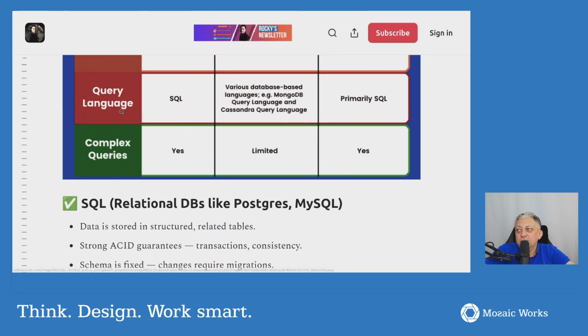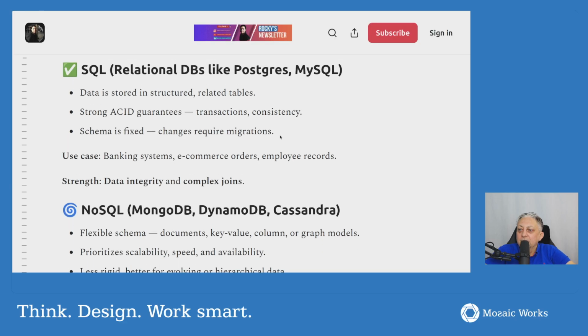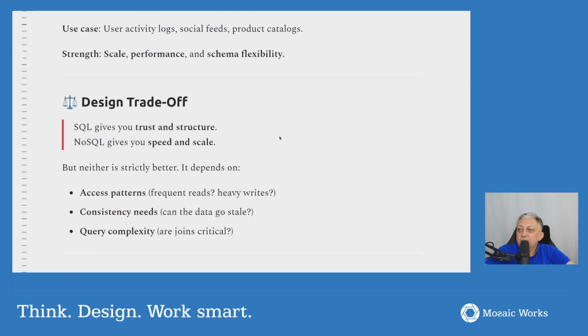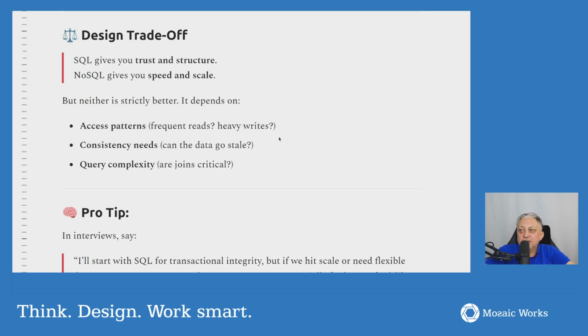What is the query language? SQL or database-based languages for NoSQL. MongoDB query language, Cassandra query language. They each have their own query language, which tends to be based on something like JSON or roughly that type of syntax. You can have complex queries in SQL and NewSQL, but not in NoSQL. They are limited. So the design trade-off is that SQL gives you trust and structure, NoSQL gives you speed and scale.